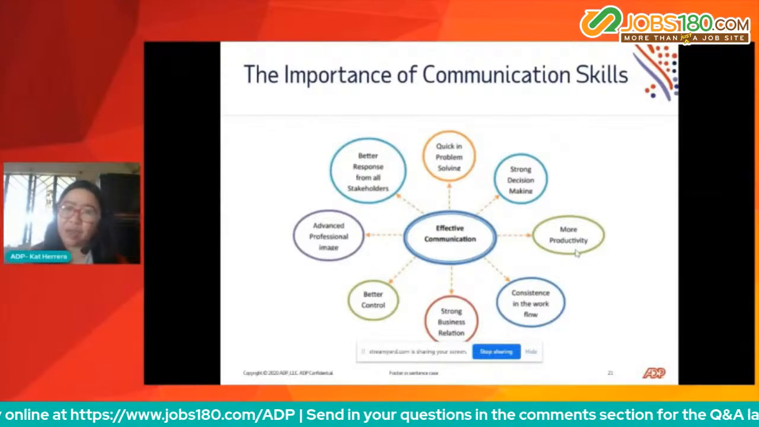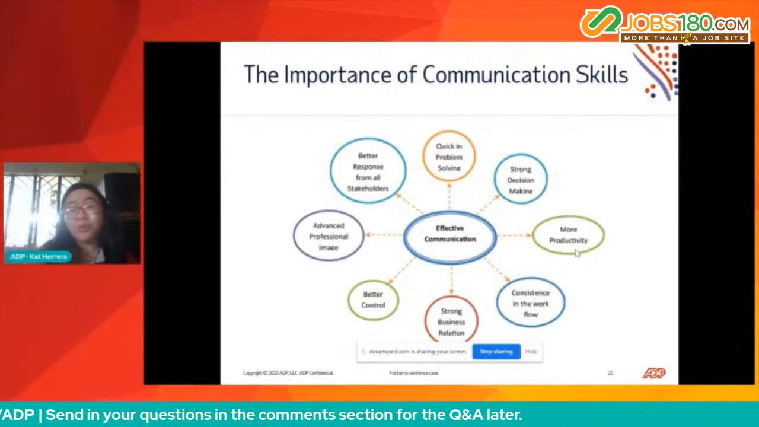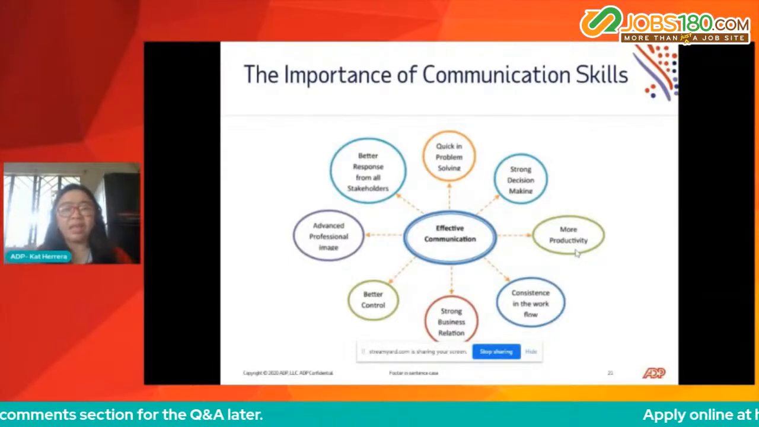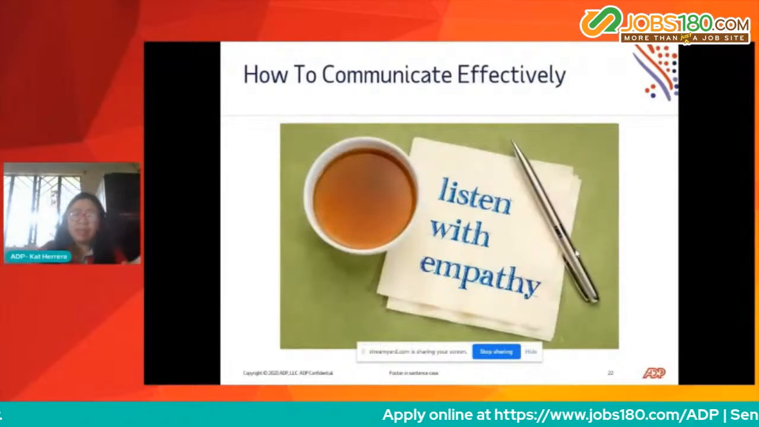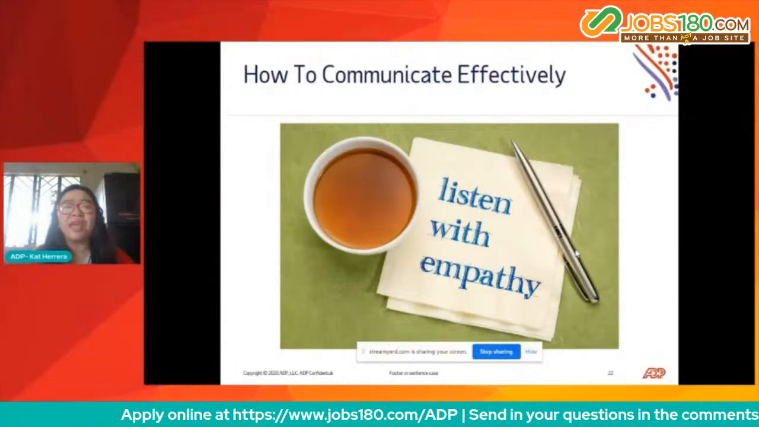It's for nothing. So this is why we have to make sure that we build on your communication skills as early as when you are studying, right? It cannot be just when you're about to enter the workplace. So let's see the practical steps, like I mentioned earlier, on how to communicate effectively.